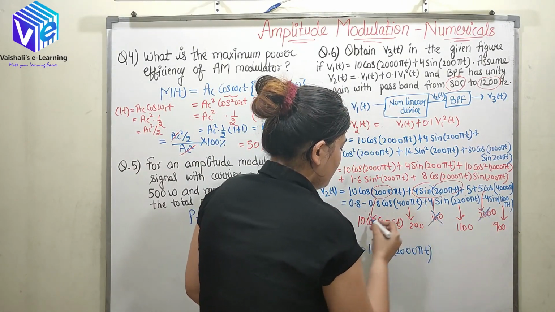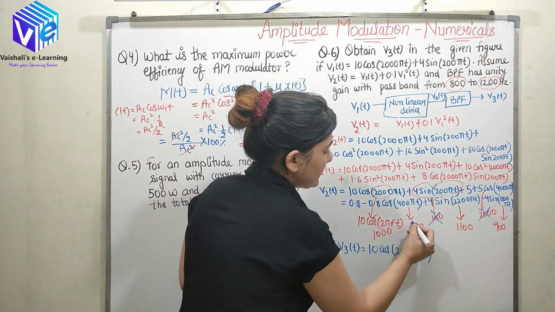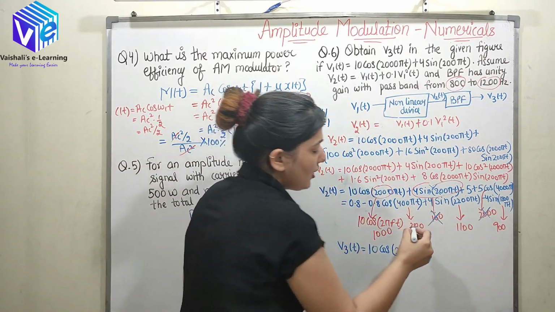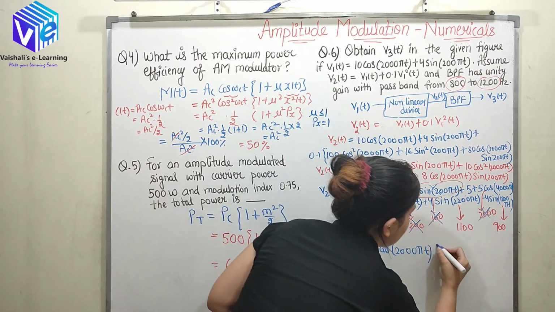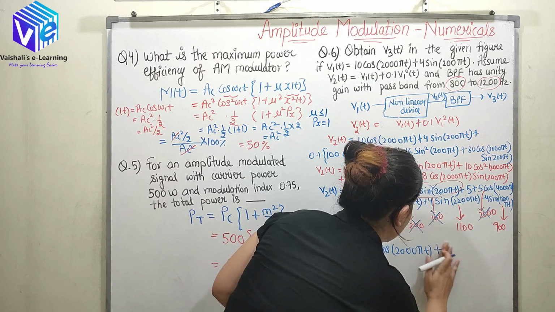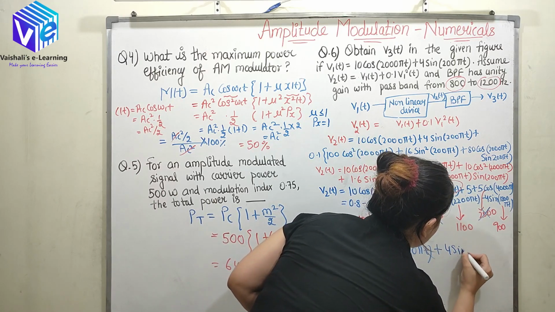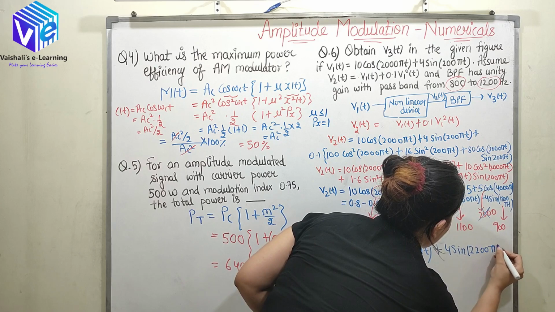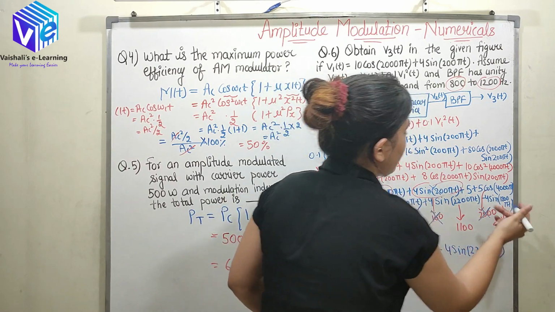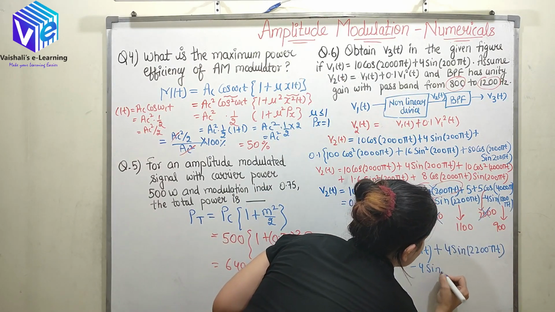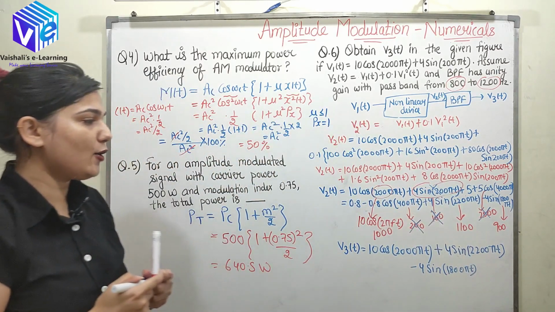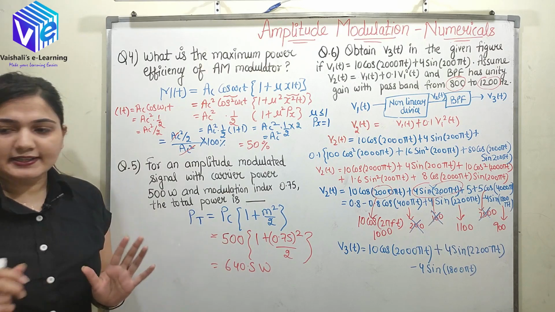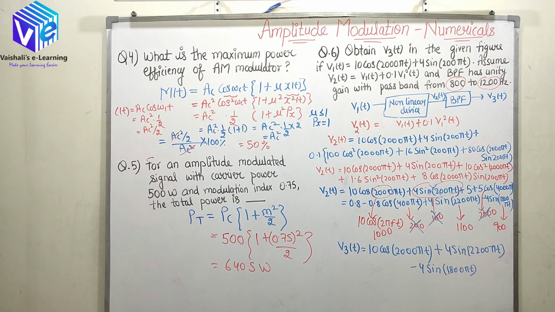Now coming to the next frequency, it is 200. 200 is below the lowest level of the band pass filter, it is also rejected. 1100 will pass. So I'll be having 4 sin 2200 pi t. And now this is 900, it will also pass. Minus 4 sin 1800 pi t. So this is how I can find out the V3(t). Now you can take a screenshot of this screen, and now we'll be talking about the next question.